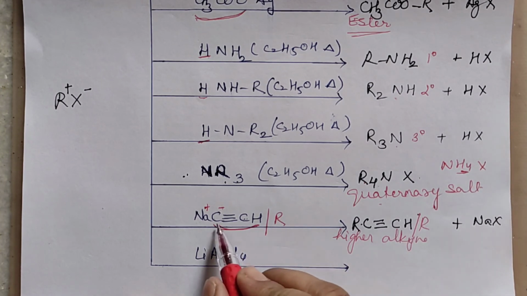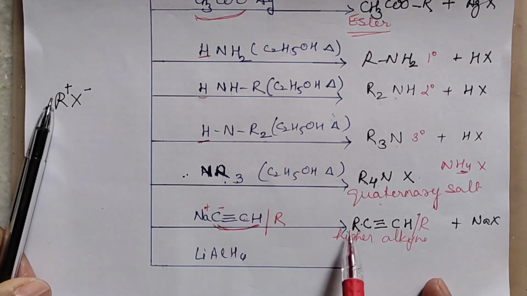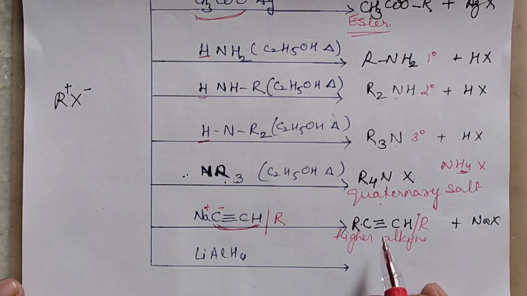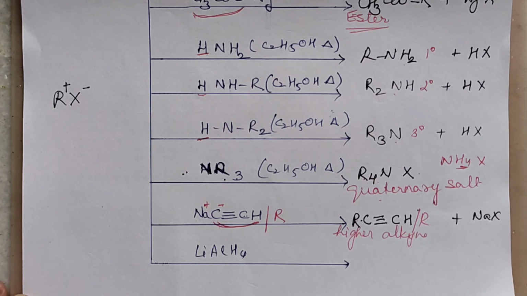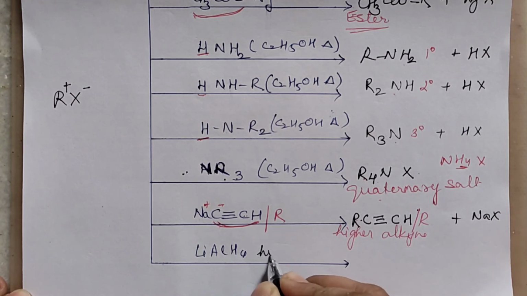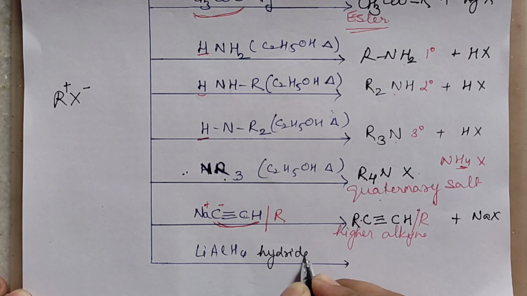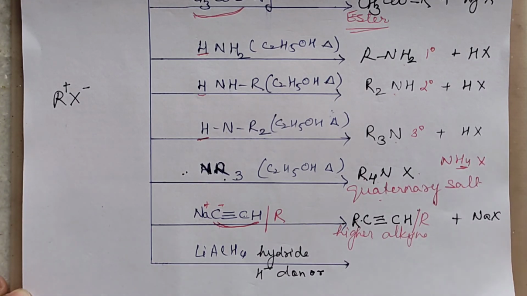Now suppose you want to convert 2 carbon into 3 carbon. So you can take 1 carbon here so that 1 extra carbon will come this side. Okay, so this reaction can be used in this case. Now the last type of reaction in nucleophilic substitution is reaction with lithium aluminium hydride. Lithium aluminium hydride is a good hydride donor. Hydride donor means H minus can be given by it. So any primary or secondary alkyl halides are easily reduced to alkanes by using it.